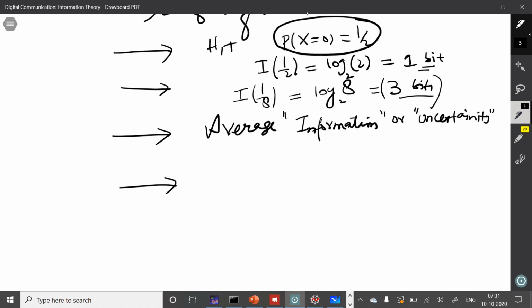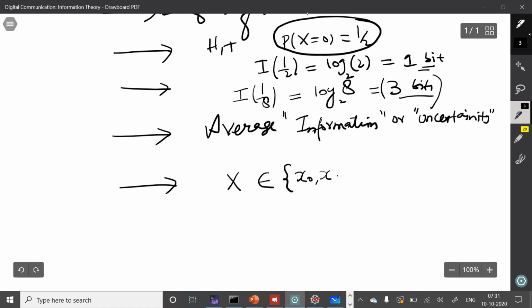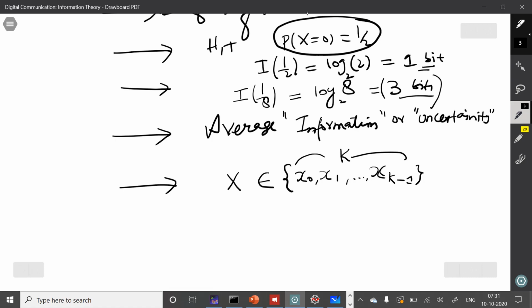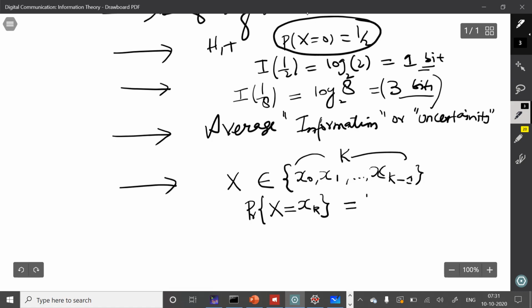So see what you can think of. I will tell you, suppose x is a random variable which can take these values, x0, x1, up to xk minus 1. These are k different values it can take, with probabilities given by probability x is equal to xk, which I represent by pk, k is equal to 0 to k minus 1.